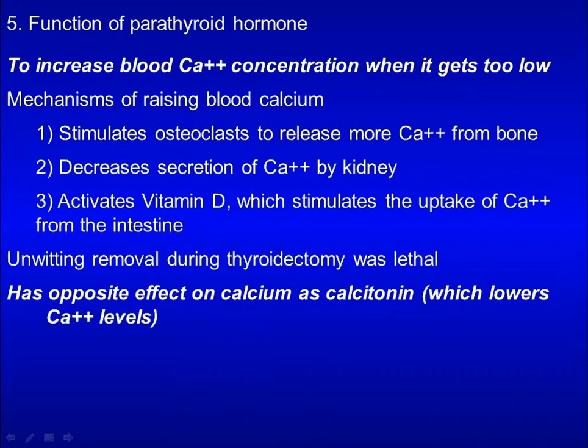The main function of parathyroid hormone is to increase blood calcium concentration when it gets too low. It is accomplished through three mechanisms. It stimulates osteoclasts to release more calcium from the bone. It decreases secretion of calcium by the kidney and activates vitamin D, which stimulates uptake of calcium from the intestine.